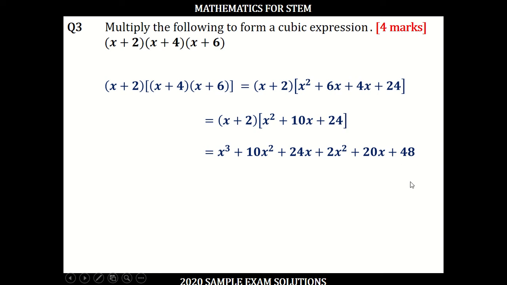And then to simplify, we've got a 10x squared and a 2x squared. They're going to add to 12x squared. We've a 24x and a 20x, they'll add to 44x. So the cubic expression then will be x cubed plus 12x squared plus 44x plus 48.